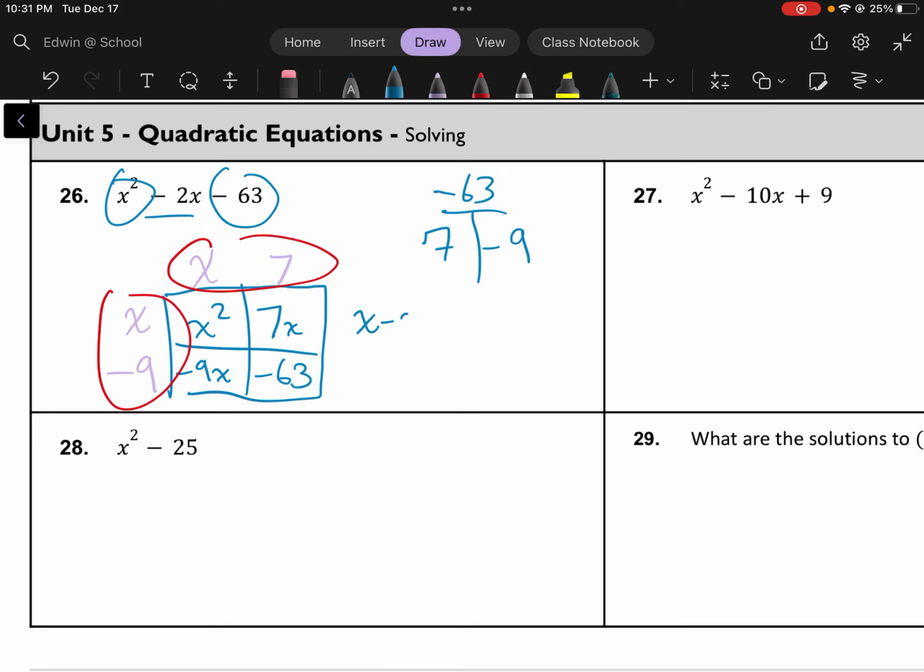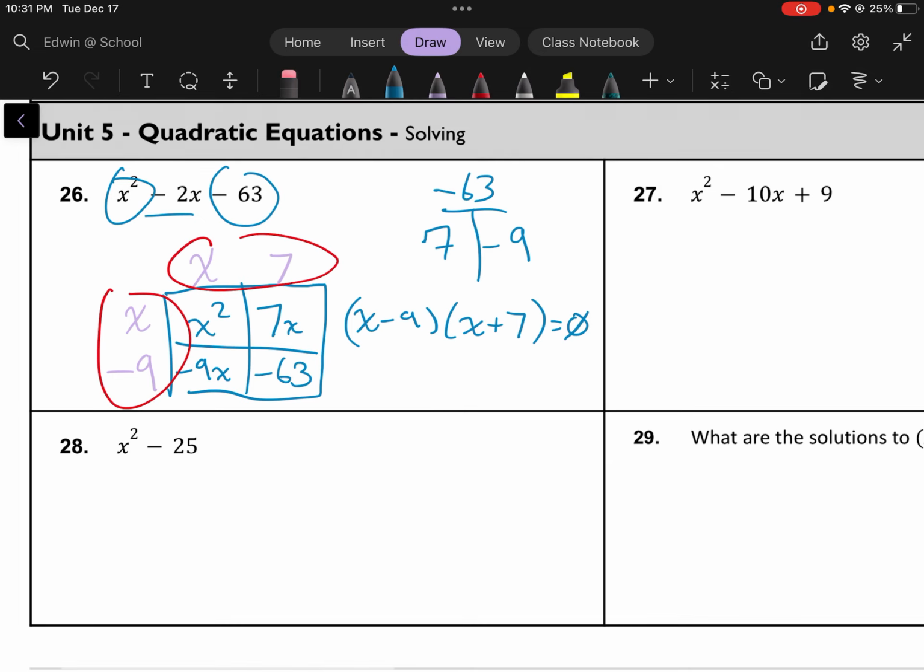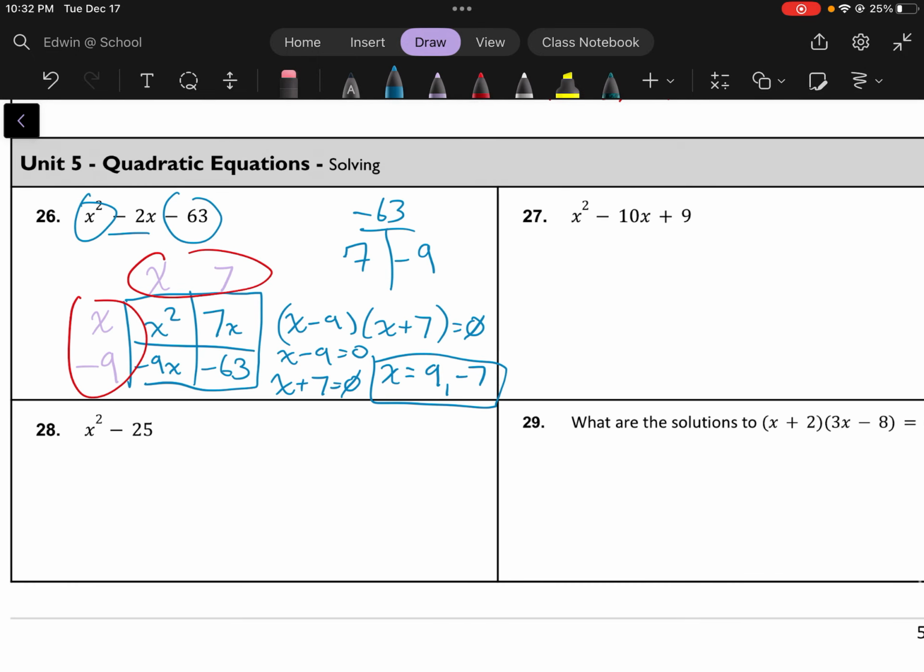From here, we group our terms, giving us an answer of (x minus 9)(x plus 7) is equal to 0. And the way that we solve these types of questions is we just want to see what our x values would be if we set each binomial equal to 0. So for example, we have x minus 9 is equal to 0, x plus 7 is equal to 0. So this inverts our answers in a way. So we'll get x is equal to 9 and negative 7.